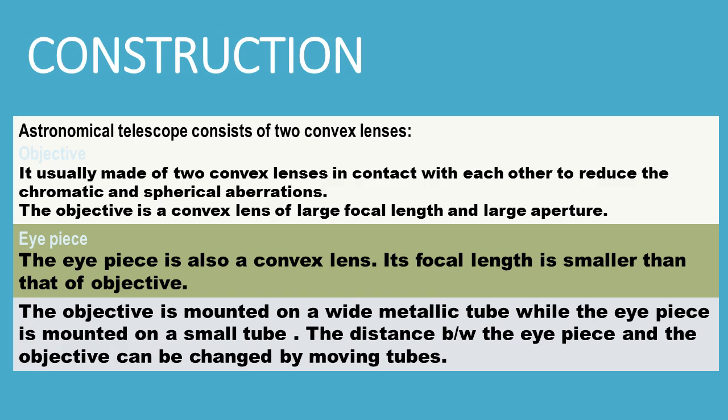The objective is mounted on a wide metallic tube, while the eyepiece is mounted on a small tube. The distance between the eyepiece and the objective can be changed by moving the tubes.